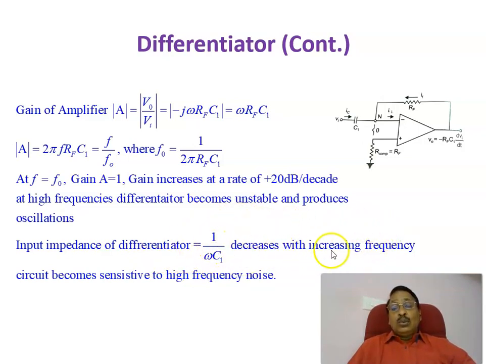Therefore, these are the two disadvantages of this particular circuit. At high frequency it offers very low impedance, so it is very noisy and is affected by noise. Second, at very high frequency the system is not stable. These are the two issues of an ideal differentiator.